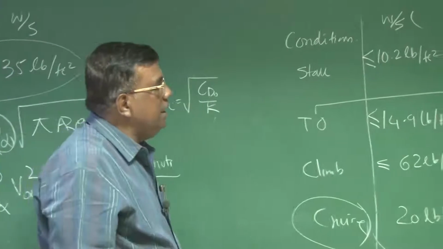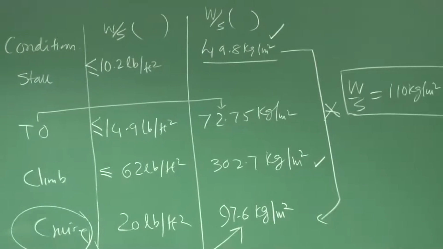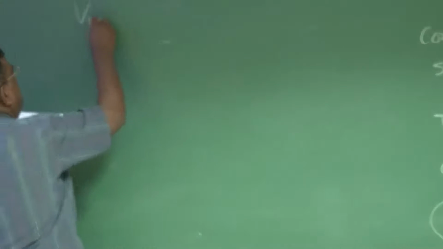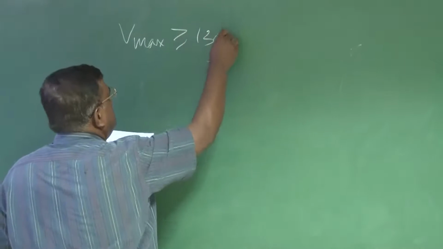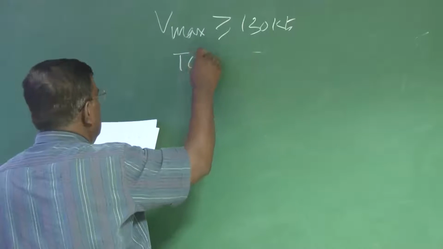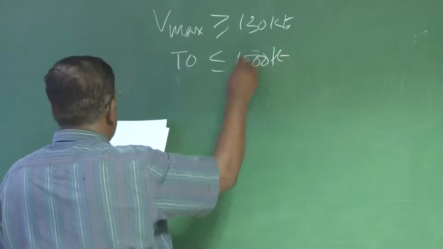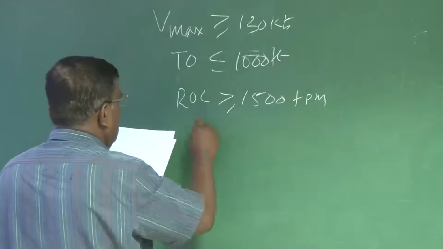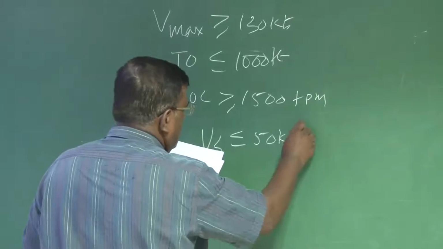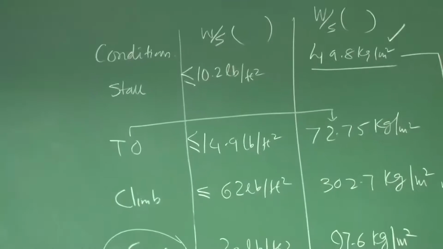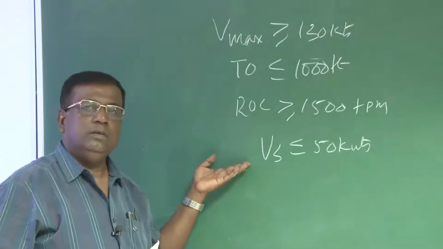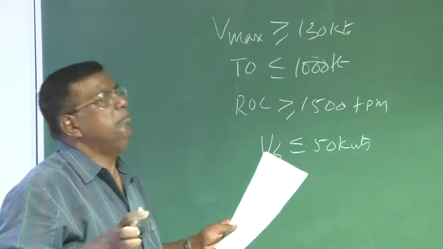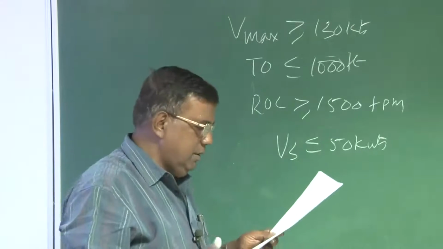And let's say W by S is 110 kg per meter square, we have decided. Then we have to go back to our requirements: Vmax 130 knots, then takeoff distance less than 1,000 feet, rate of climb greater than 1,500 feet per minute, and Vstall less than 50 knots. So with this new wing loading, we'll check whether these mission requirements are being met or not. A few you'll find okay. For a few you have to see what additionally I can change to make a compromise and get a near optimized solution.